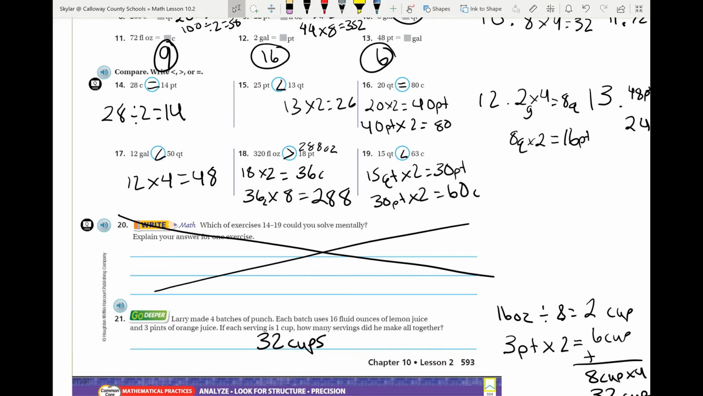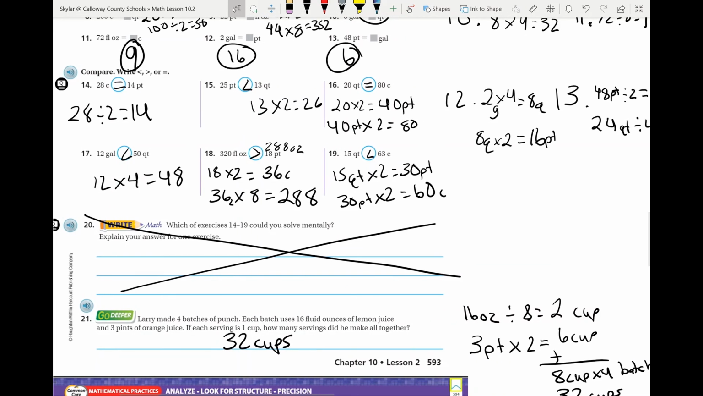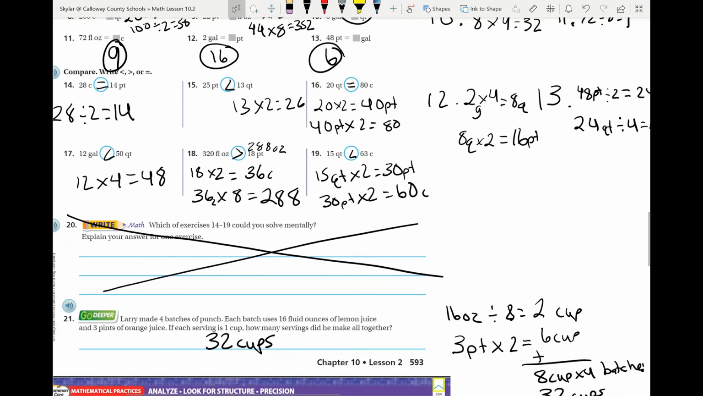Number 17, we know that there's 4 quarts in a gallon, 48 smaller than 50. And you all can see the work that I've done for these two. So take a look at that and make sure that we are getting those right answers. If not, take a look at my work and see where you might have made a mistake.